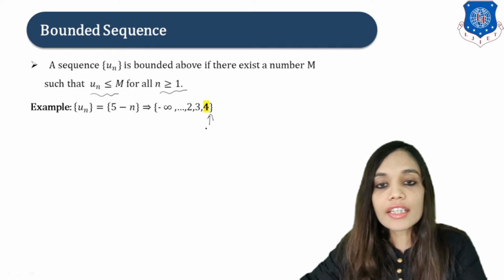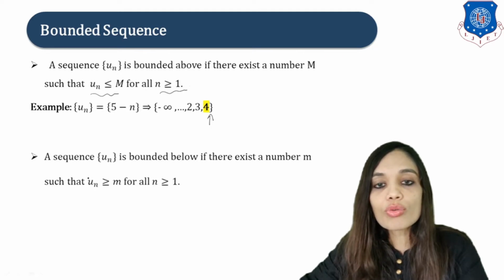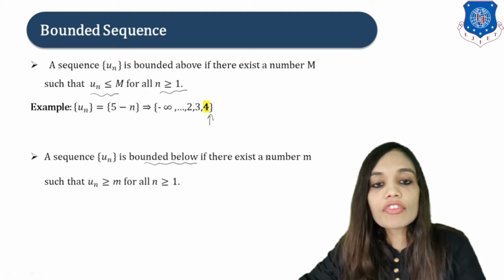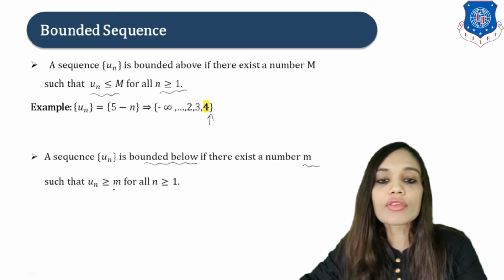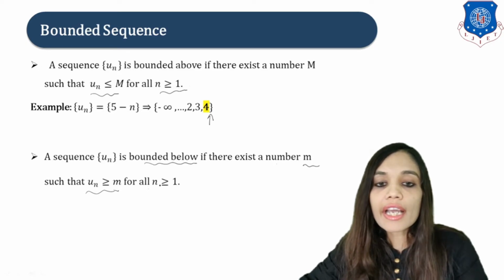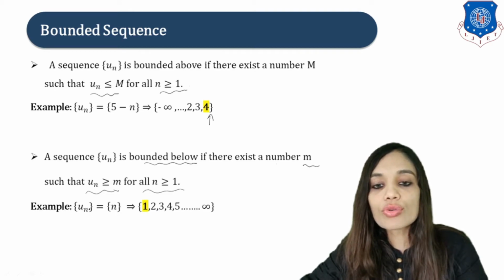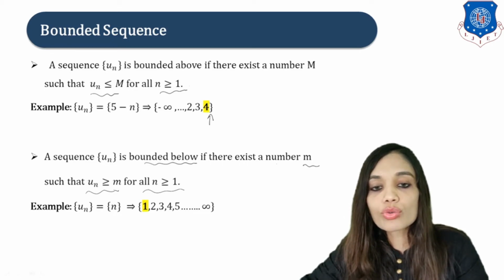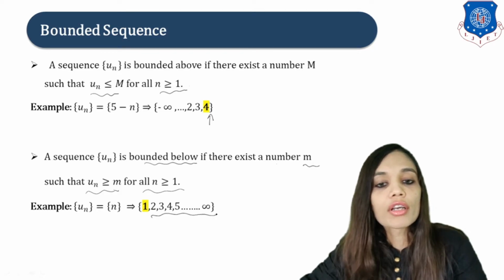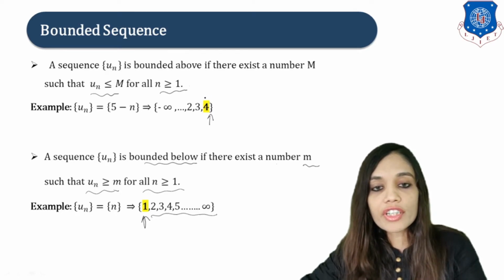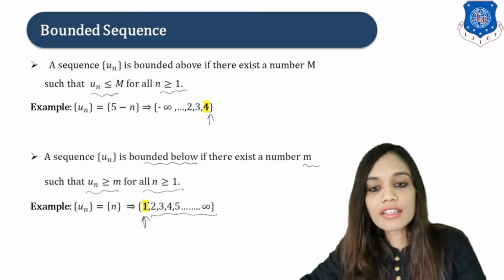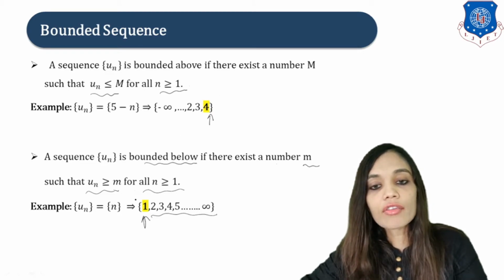Okay. Next, let us study one more definition. So a sequence un is bounded below if there exists a number small m such that un is greater than or equal to m for all n greater than or equal to 1. For example, if you are given sequence un as n, start replacing the values of n from 1. So you will get 1, 2, 3, 4, 5 and so on. Here you can see that it is bounded below by 1. Okay, so this sequence was bounded above by 4 and this sequence is bounded below by 1.